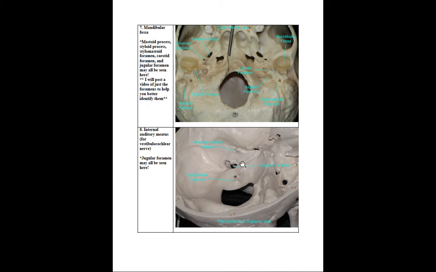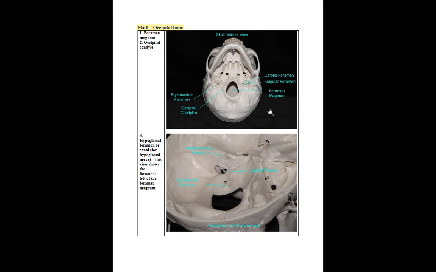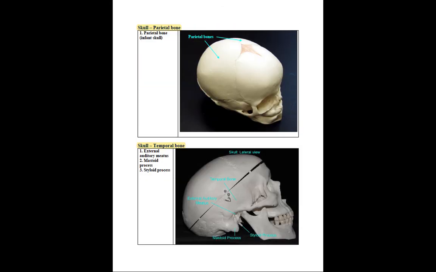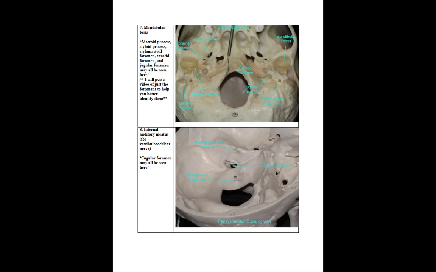This is kind of an odd view because you're just looking at the left side, looking into the interior of the skull here. So there's the internal auditory meatus. You can see the jugular foramen, and there would be the internal auditory meatus. You would have one over here on this side as well. And that was it. So those are all the features that you would need to know for the temporal bone.